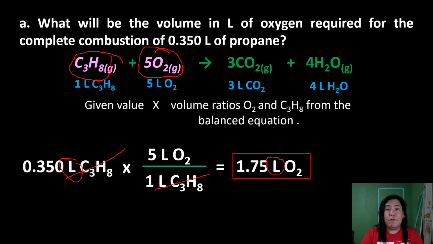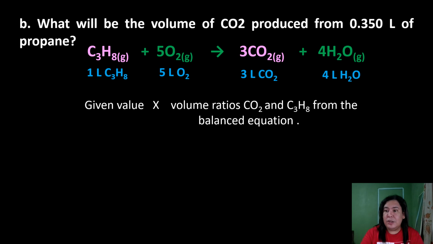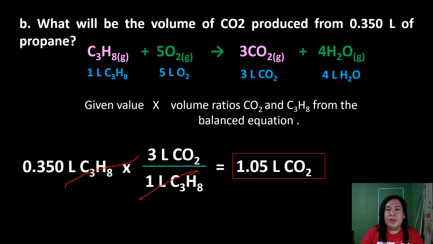That's why it is a volume stoichiometric calculation. Okay, for our next, what will be the volume of carbon dioxide produced from 0.350 liters of propane? Same equation, same computation map, and same dimensional analysis. We'll multiply by the ratio of the unknown and the given. Then cancel the units of liters. Then you will get 1.05 liters of carbon dioxide. This is how you compute for the volume stoichiometric gas problem.